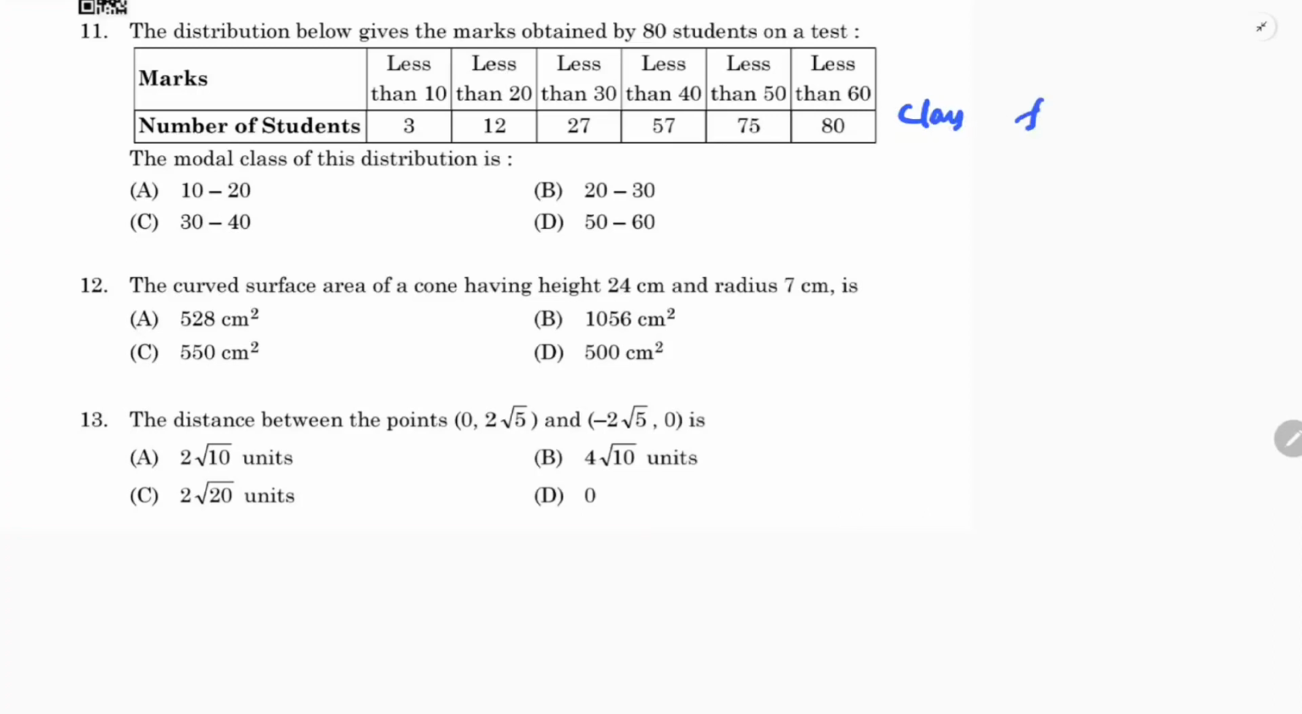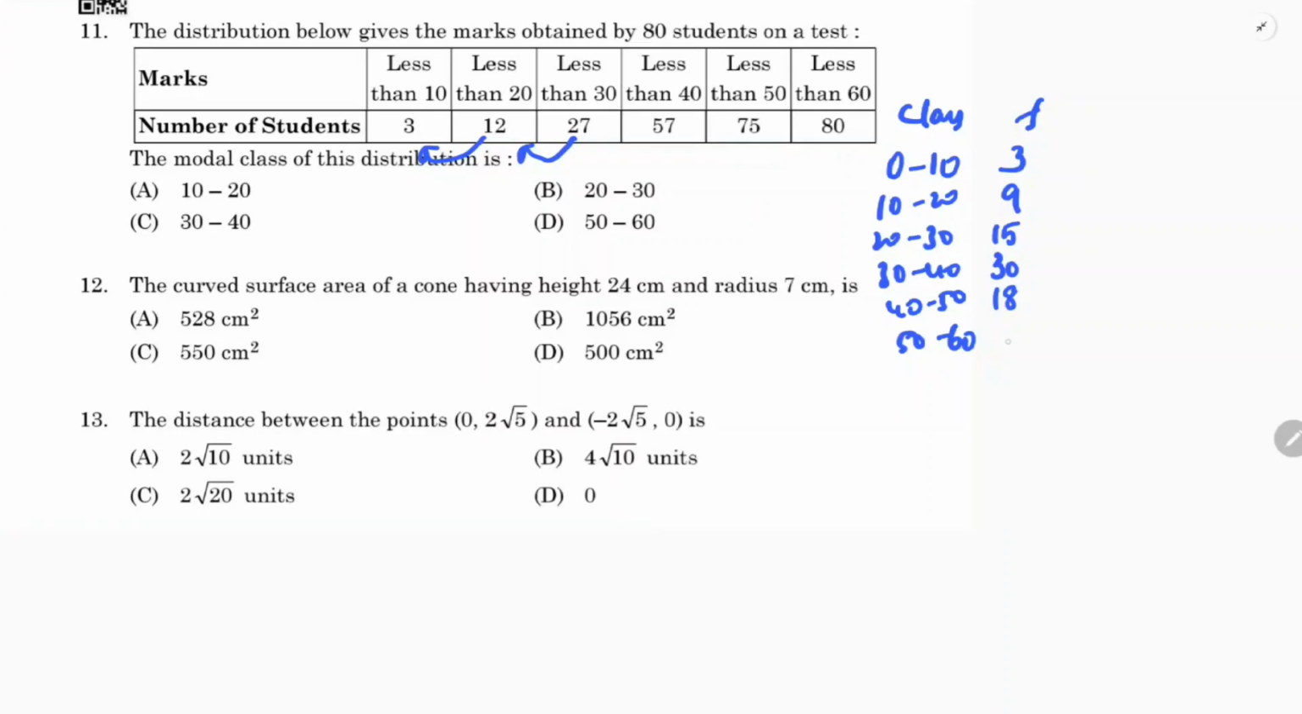then frequency. Class is less than 10, so you can write 0 to 10, 10 to 20, 20 to 30, 30 to 40, 40 to 50, and 50 to 60. Now frequency is 3. 12 minus 3 is 9. 27 minus 12 is 15. 57 minus 27 is 30. 75 minus 57 is 18. And 80 minus 75 is 5.